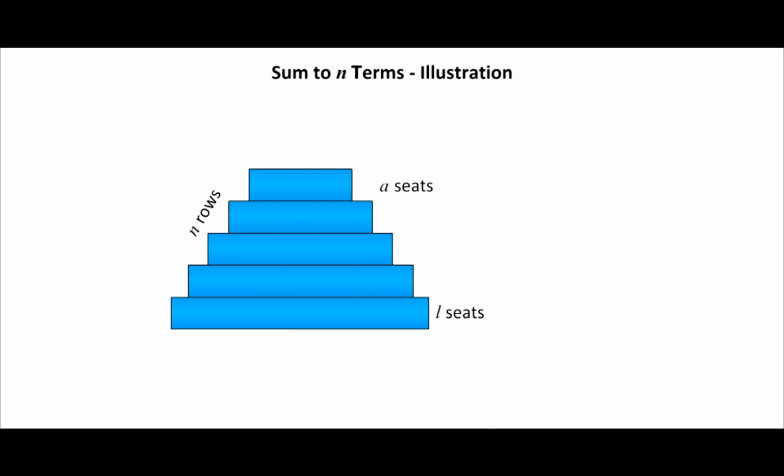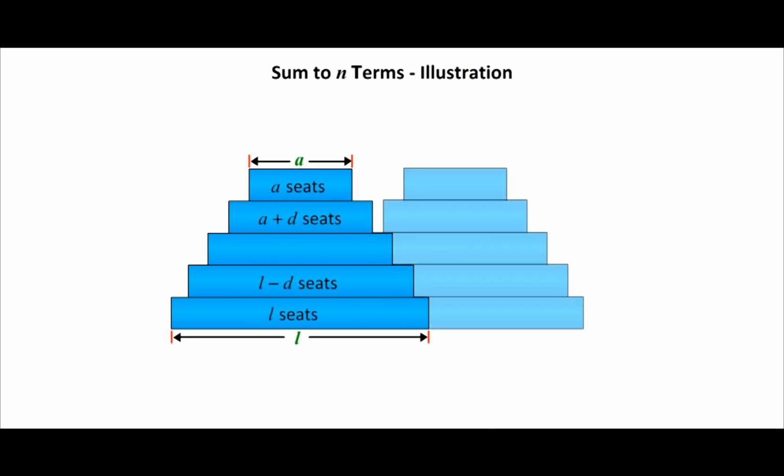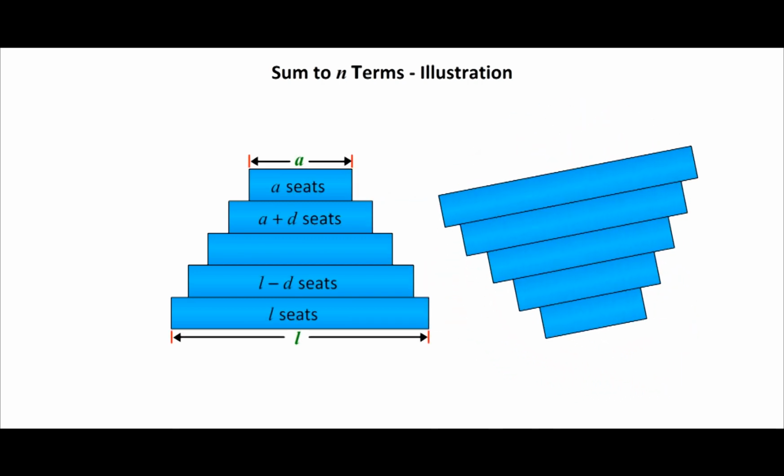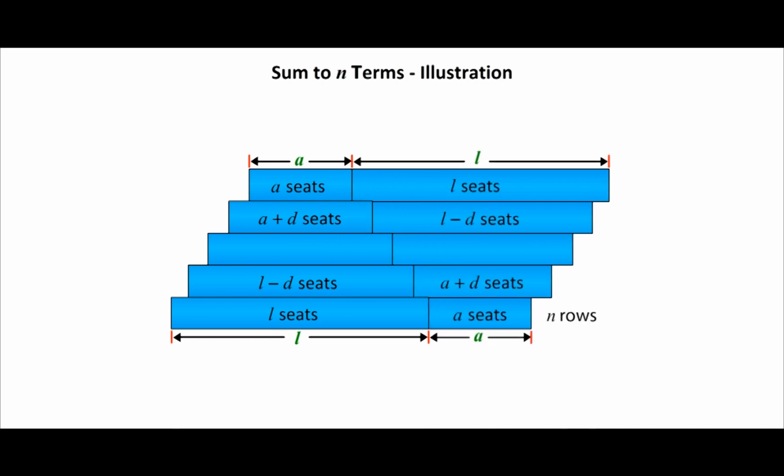There are n rows. The front row has A seats. The last row has L seats. Let S be the total number of seats. Now copy the diagram, turn it upside down, and place it next to the given diagram. The number of seats now amounts to the seats in 2 auditoriums. Thus, 2 copies of the auditorium produces a figure consisting of n rows, each having A plus L seats.